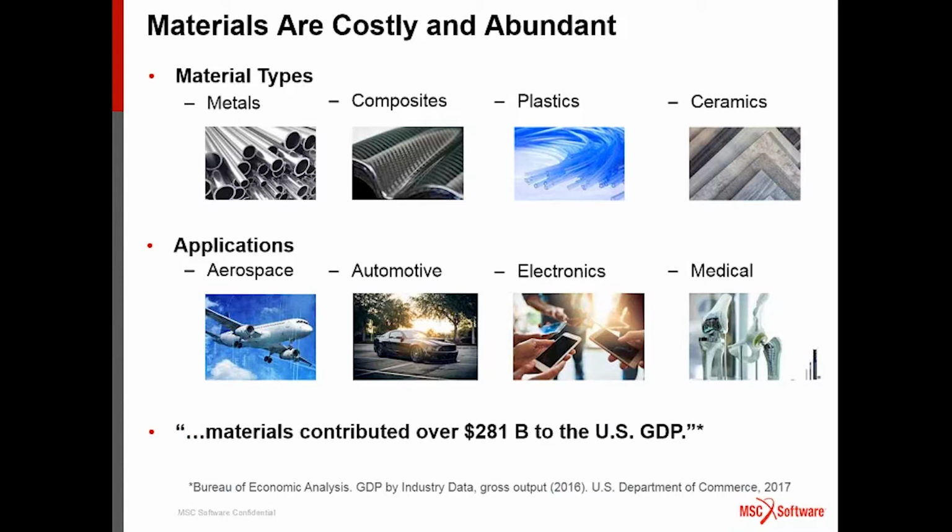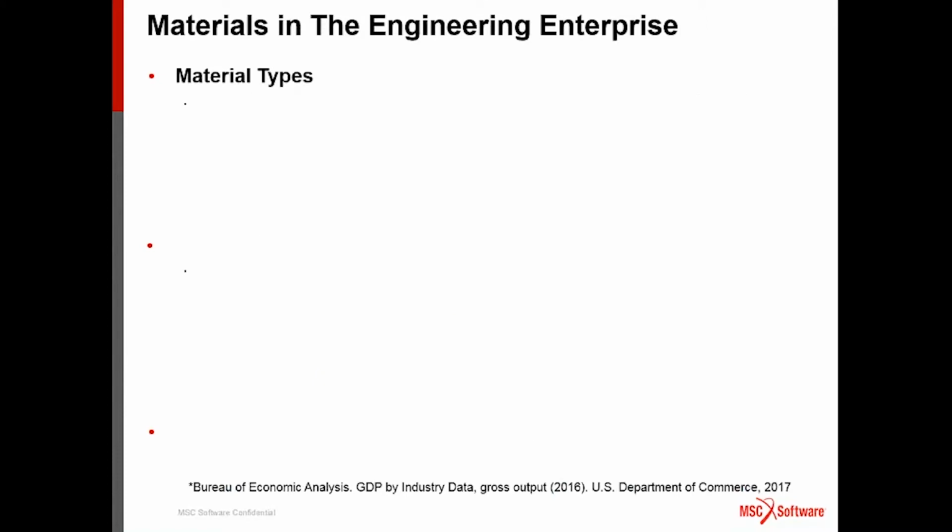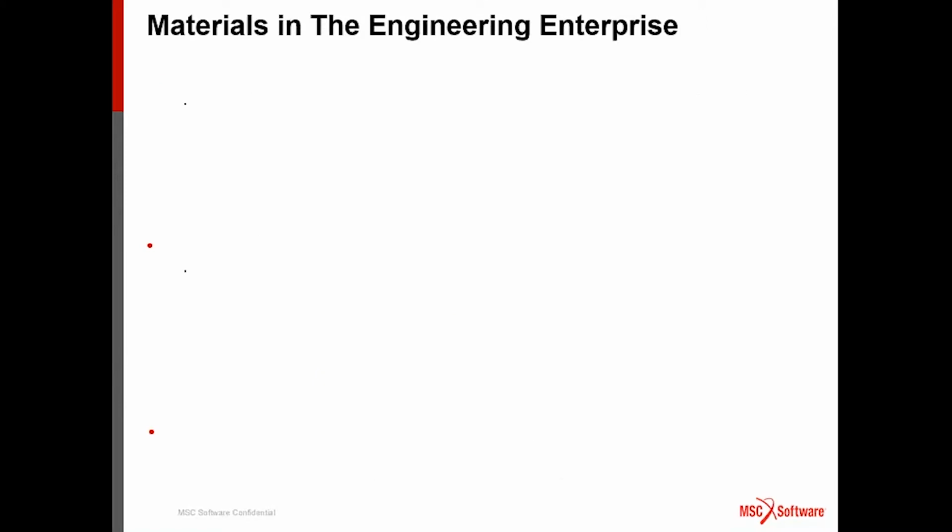And according to the U.S. Department of Commerce, materials have contributed over $280 billion to the U.S. GDP in just the last year alone. When we look at how much is being spent on materials, it is clear how important they are to our society as well as our economy.